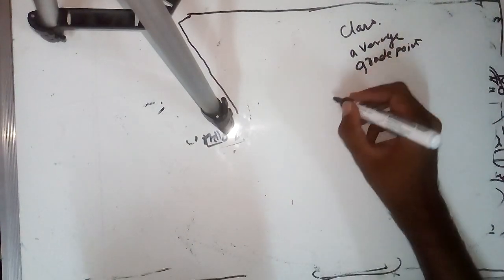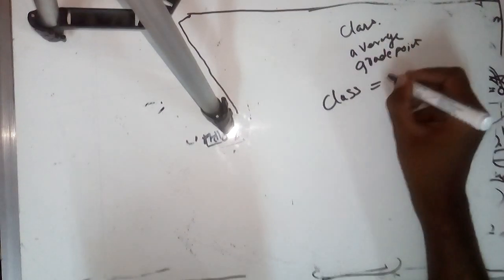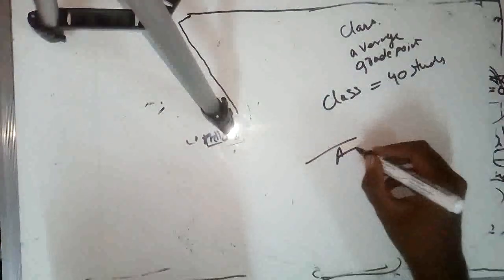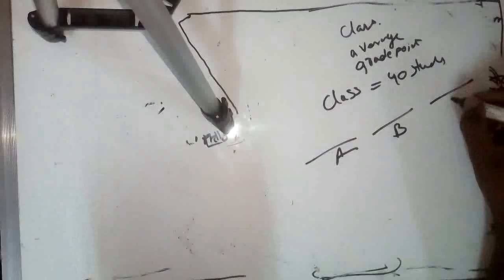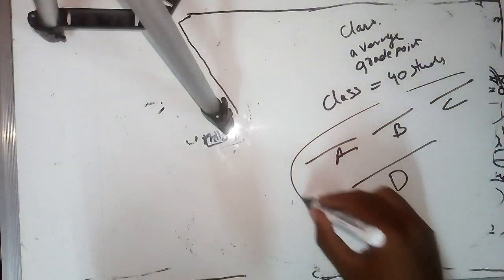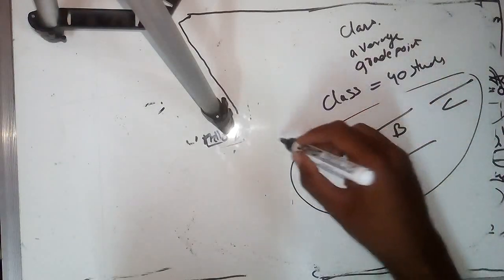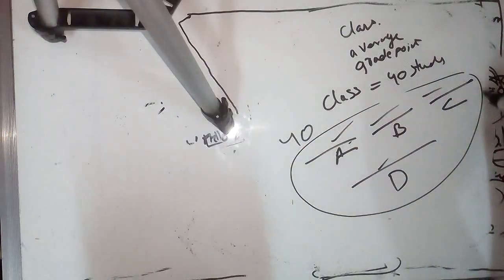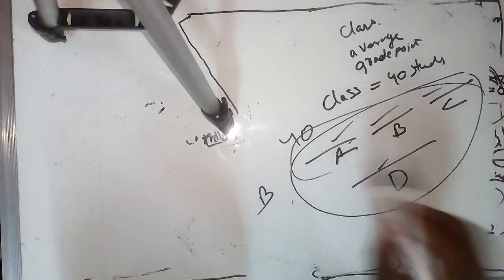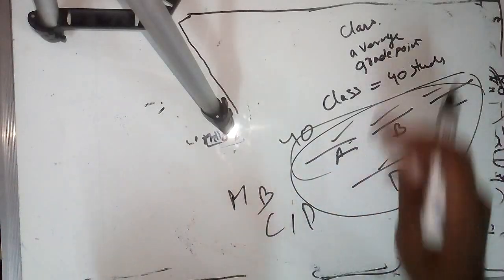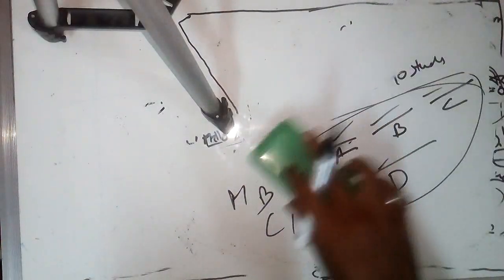For example, a class consists of 40 students. Some of them get A, some get B, some get C, and some get D. These four grades they have. So what is the average grade of the whole class? It may be A, B, C or D, any grade it could be. That average of the whole class is known as the average grade.